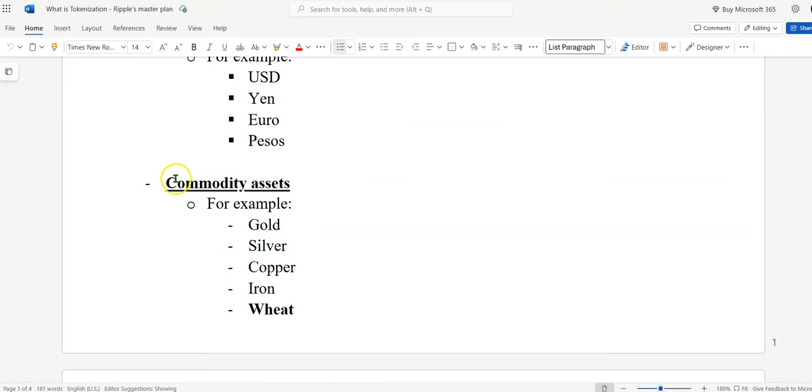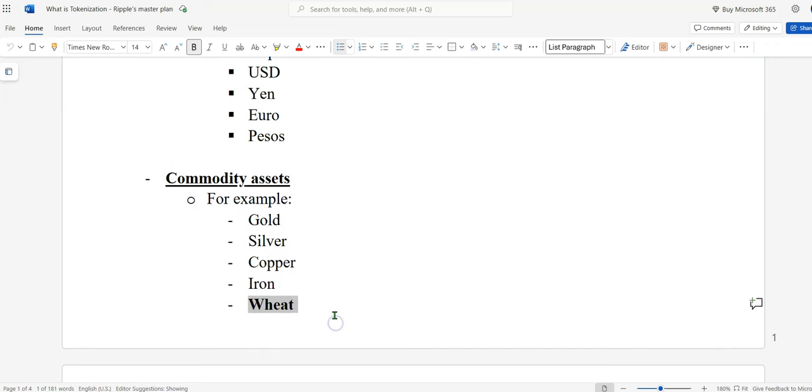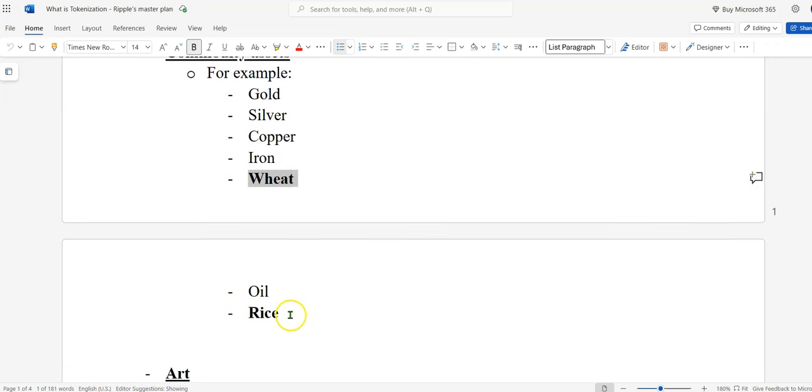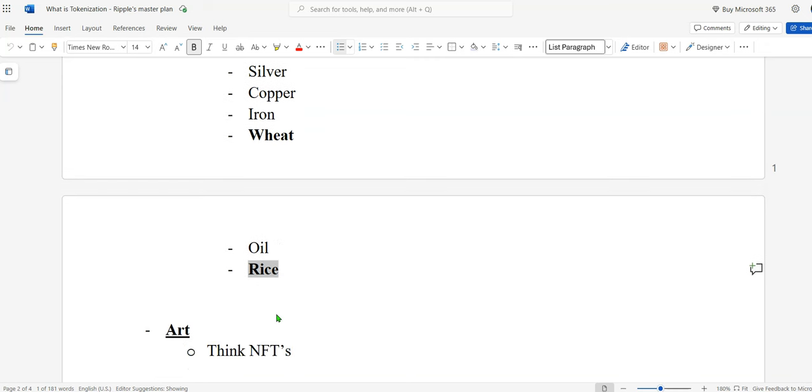What's another asset? Well, you got the commodities. So you got gold, silver, copper, iron, wheat. You got oil, rice. You could also tokenize that. You could have a digital version of rice. How would you calculate that? I don't know, but you could just have a digital version of it and tokenize it on the XRP Ledger.